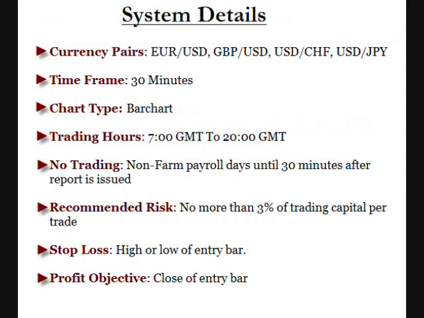So let's go ahead and go over some of the specific details. We are going to be trading 4 currency pairs: the Euro, US dollar, the Great British Pound, US dollar CHF, and US dollar Japanese yen. The reason these 4 pairs work best with this system is twofold. One is these pairs have enough volatility on a short-term time frame. That allows us to capture some decent price changes on a short term. Second, they've got a very low spread in comparison to some of the other pairs.